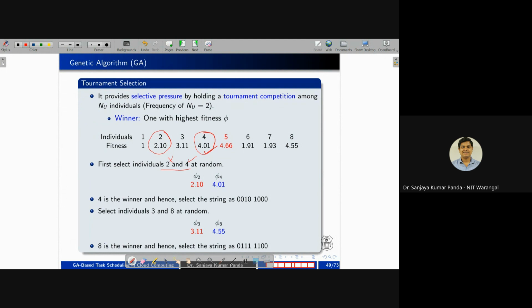Similarly, if you go for another match, in another match I am selecting two individuals, that is team number 3 and team number 8. In team number 3, the fitness value is 3.11. Team number 8, the fitness value is 4.55. So we know that population number 8 is better than population number 3. So I am selecting 8. 8 is the winner of the match, and 3 is the loser of the match, because 8 has good fitness, right?